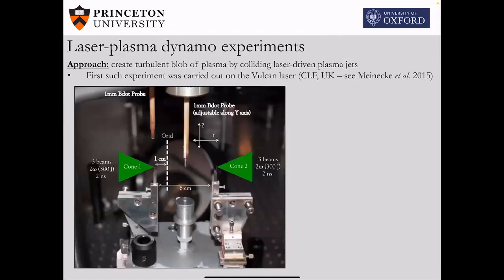The first such experiment of this form was carried out on the Vulcan laser at the Central Laser Facility in the UK, with the experimental lead being Jenna Meinecker. And so this shows the idea here. In her experiment, two carbon rods were irradiated with 300 joules of laser energy each. This created jets from the far side of these two rods, and then these jets subsequently collided.